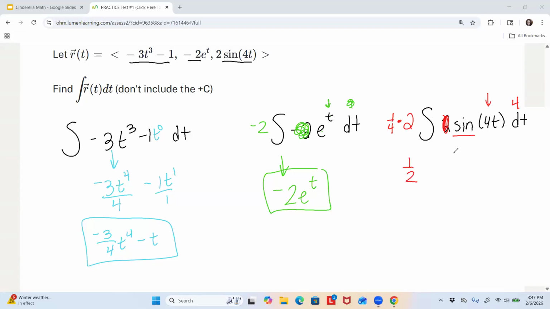Integral of sine is whose derivative is sine. That would be negative cos. Keep your argument. Put the negative in front. It looks better. Negative half cos of 4t. Answer. So then just type in those 3 answers. Done. That's the integration. 15.